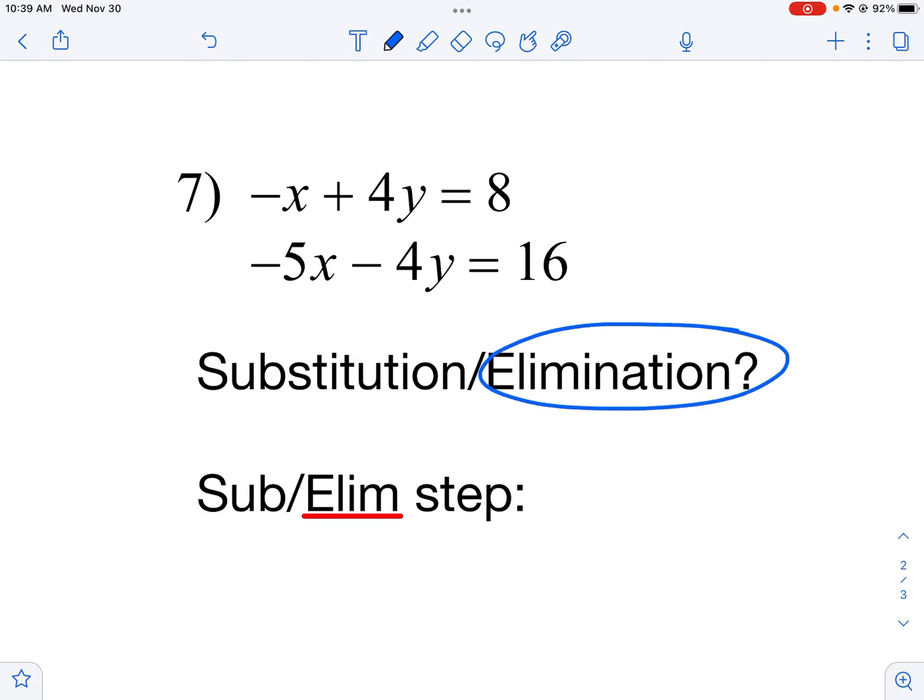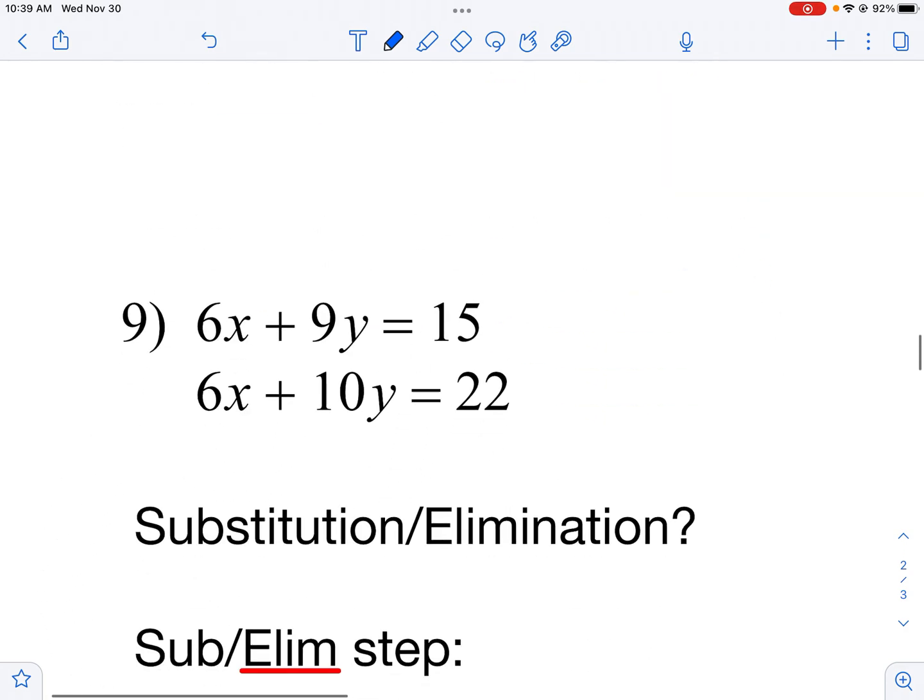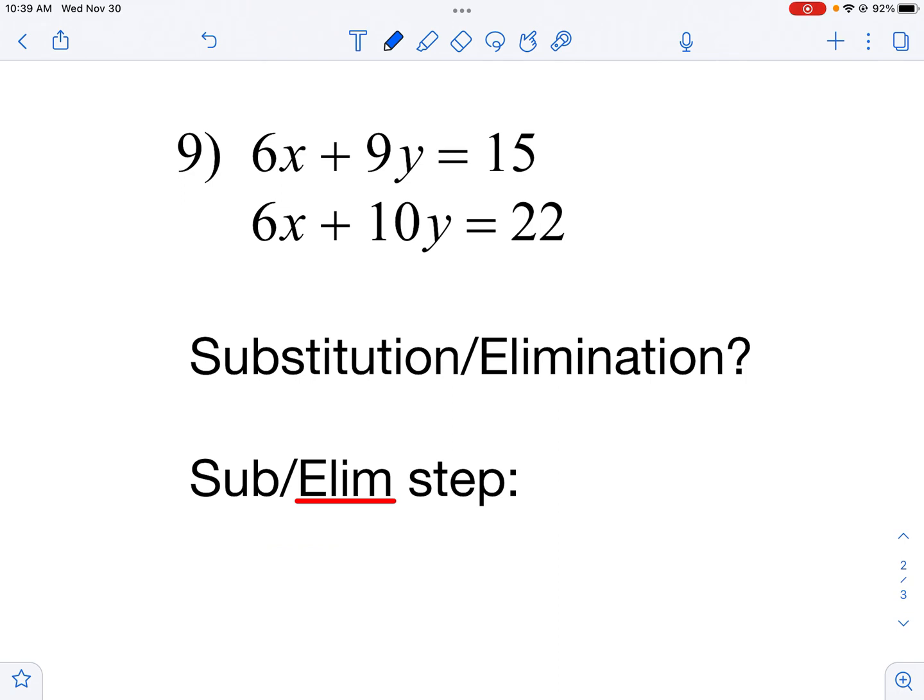Did you pick elimination? Because that's what I would do. On this one, I see you got positive 4y and negative 4y. If I add those together, the y's will disappear. They'll eliminate. And so I'm going to go with that one. Now let's look at 9. What would you do on this one? Substitute or eliminate?